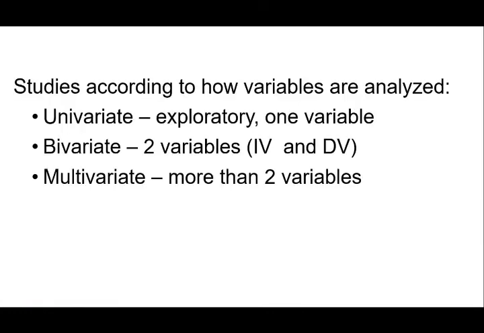Now, studies are also analyzed according to how the variables are associated. If the study consists of just one variable, we call that univariate. If it is the relationship between two variables, like for example, the independent and the dependent variable, just one variable for the independent and another variable for the dependent, we call that bivariate. And finally, if there are more than two variables included in the analysis, like for example, two independent variables and just one dependent variable, we call that multivariate.